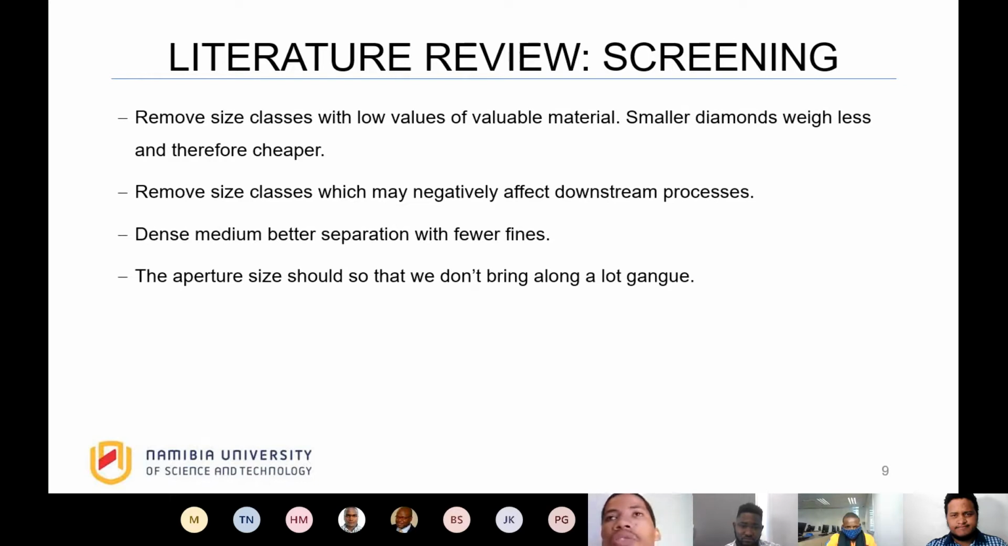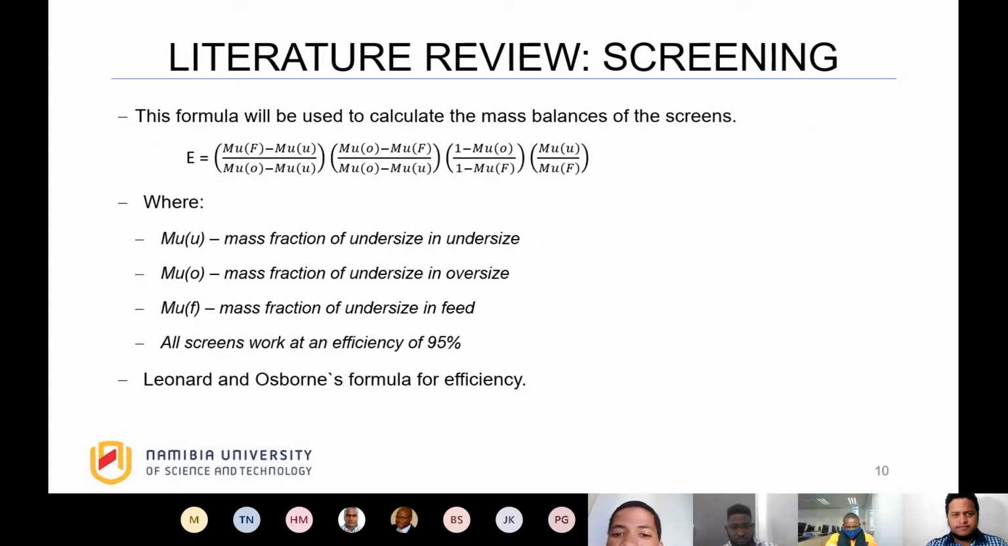So what I'm trying to say with this literature review is that the screening process is very important, because it is actually a concentration process, as it removes a lot of gangue, and it has to be selected carefully. Okay, so I think we can continue to the next slide.